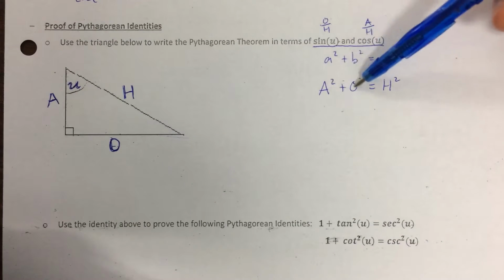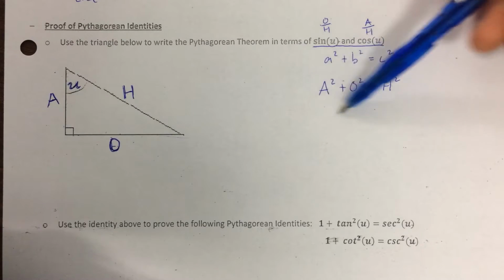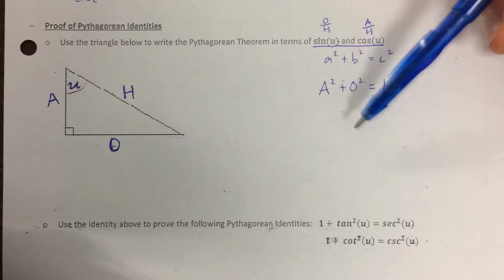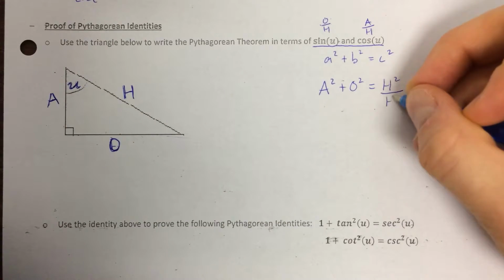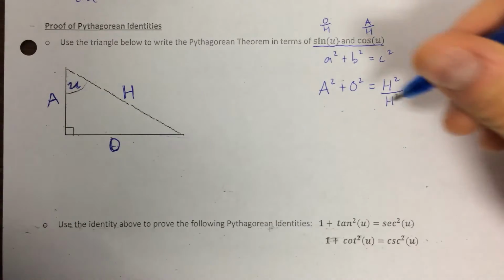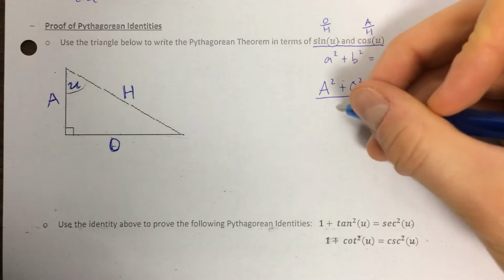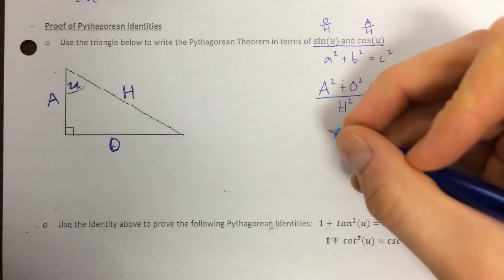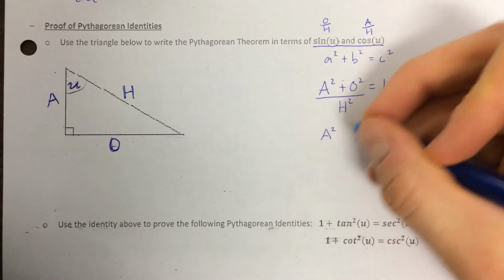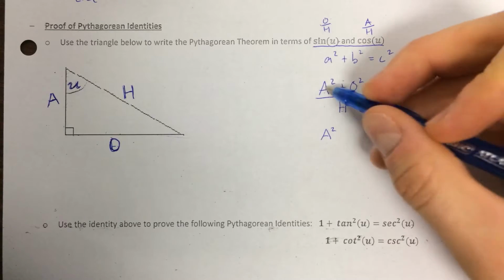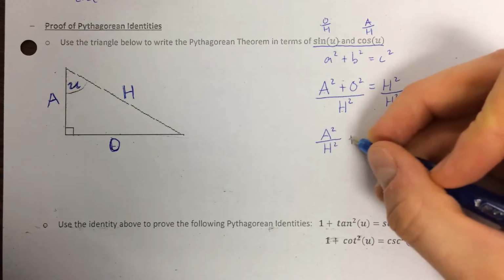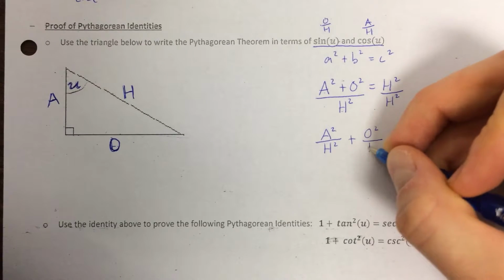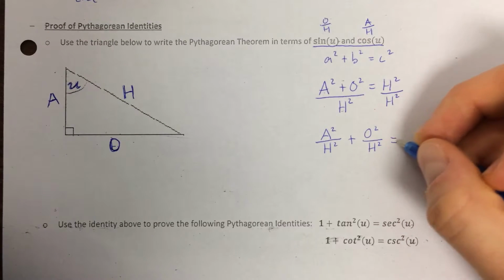Here we have O and A on the same side of the equation, but we don't have any H in our denominator. However, if we were to divide this side of our equation by H squared, then we can split this fraction up and say this is A squared over H squared plus O squared over H squared. That's going to equal 1.